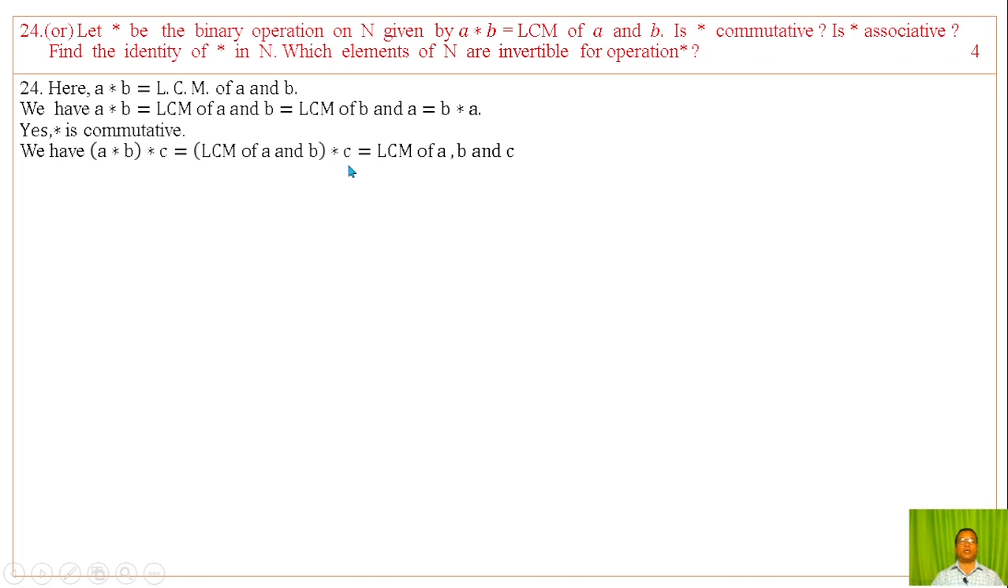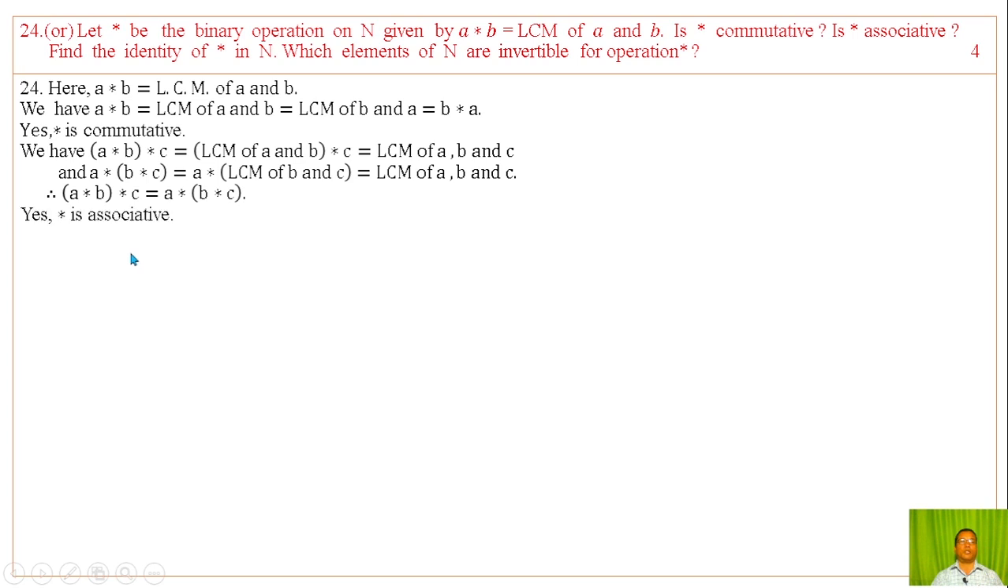For associative, we have a asterisk (b asterisk c) is equal to LCM of a and b asterisk c, which is equal to LCM of a, b and c. And (a asterisk b) asterisk c is equal to LCM of a asterisk b and c, which is equal to LCM of a, b and c. Therefore a asterisk (b asterisk c) equal to (a asterisk b) asterisk c for all a, b, c belongs to N. Yes, asterisk is associative.